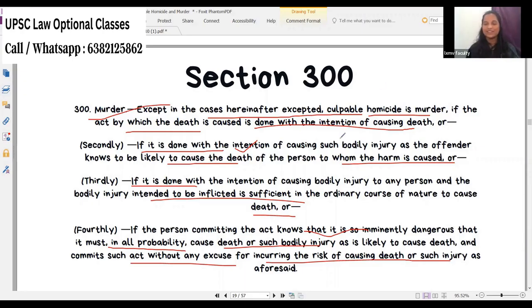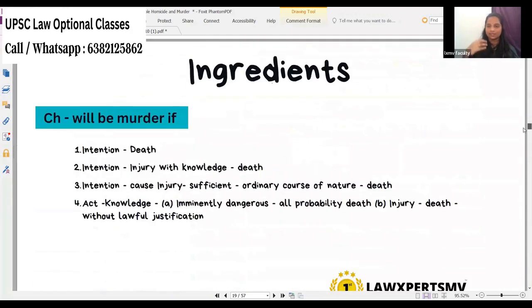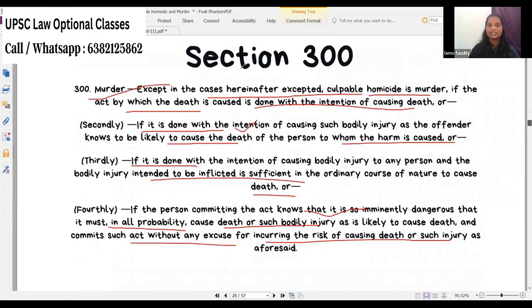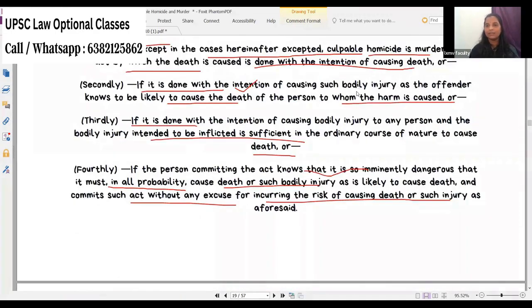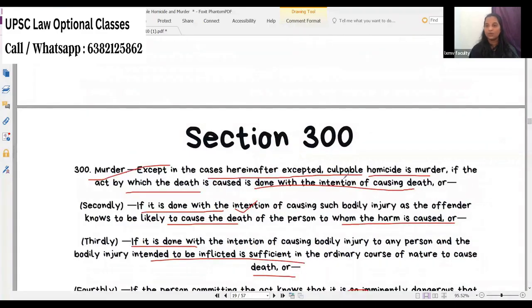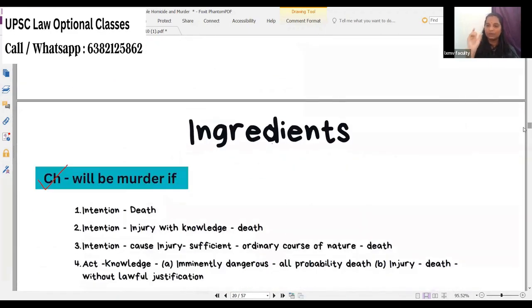Okay, sir. Thank you so much. So now, by reading this, each and every clause may sound the same. Let's try to decipher it into small ingredients so we get a very good idea. First thing, for murder, there must be culpable homicide. If you see the section, it starts like this: except in the cases hereinafter, culpable homicide is murder. So it doesn't start with the words "act is murder" or something like that. It says culpable homicide is murder. For murder to take place, there must be a culpable homicide.